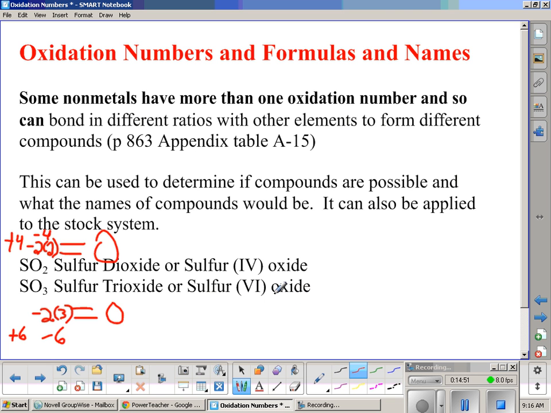So I guess you can see that there are a few uses for these oxidation numbers, and the uses for them actually go beyond what this video is going to do, but for today we're going to call that good.